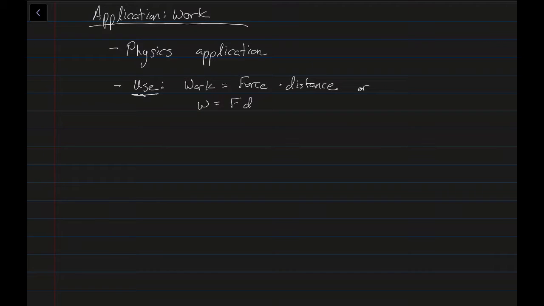And what we're going to use is the physics formula, work is equal to force times distance, W equals Fd. Now, we're going to have to make an assumption here. And our assumption is that our field is conservative.